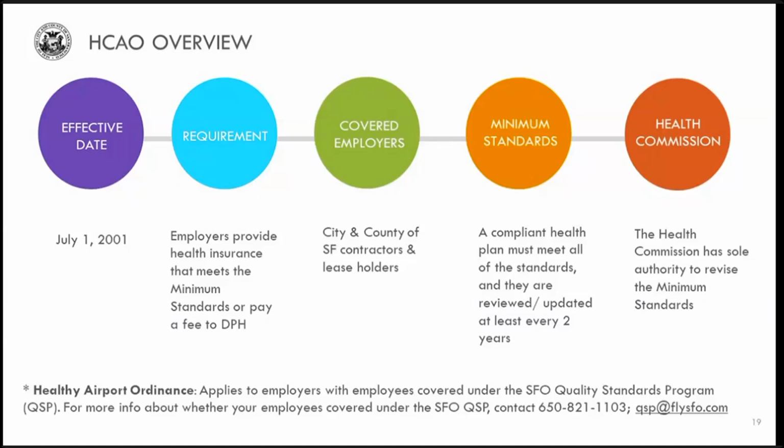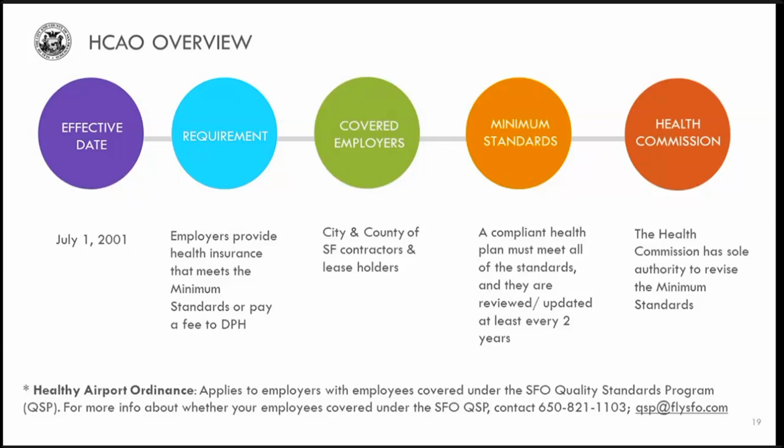The purpose of the HCAO is to increase the number of San Francisco workers that have access to affordable health insurance. The law requires that employers with a contract with San Francisco or who lease San Francisco properties provide a health insurance plan that meets a set of minimum standards. The employer pays a fee when they choose not to offer a compliant plan, and this fee is intended to cover the cost of health care provided to those uninsured employees that may seek healthcare services within the San Francisco Health Network, which is the safety net healthcare service program run by the Department of Public Health.